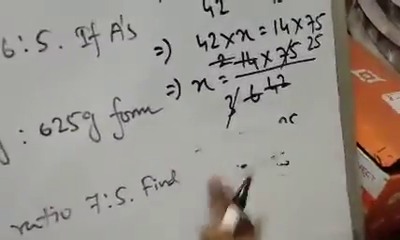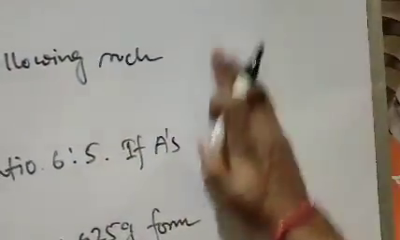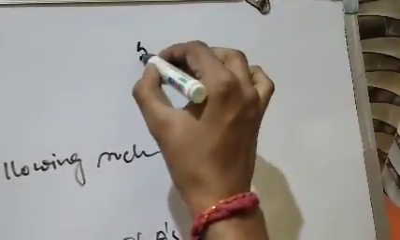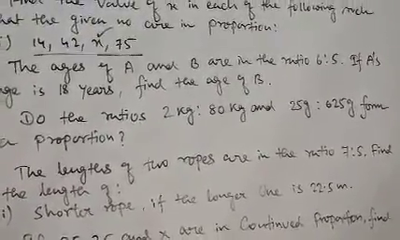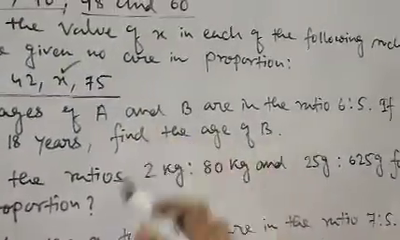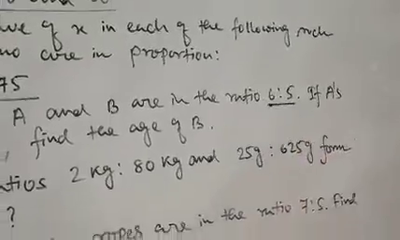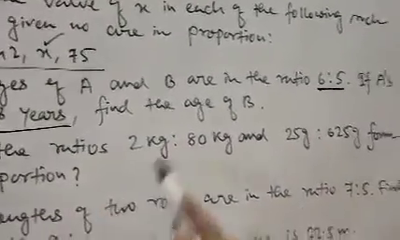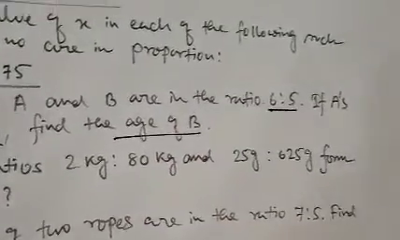Next question, question number 5. Question number 5 is that the ages of A and B are in the ratio 6 is to 5. If A's age is 18 years, find the age of B. That means there are two persons, A and B. The ages are given in the ratio 6 is to 5. A's age is given as 18 years. So we have to find out the age of B. So let us assume that the age of B is x years.